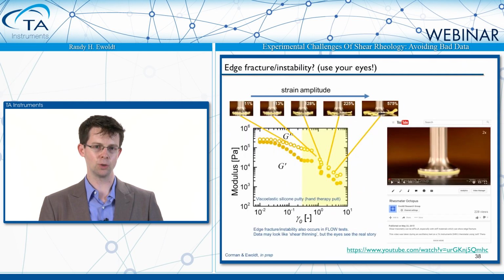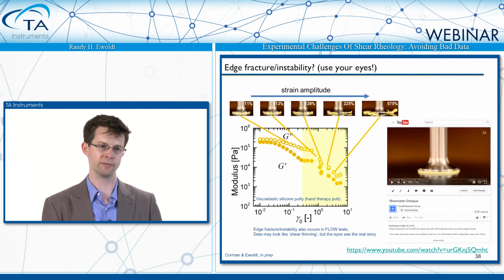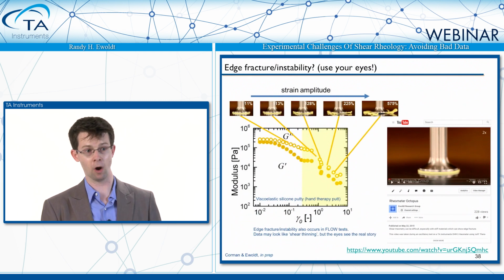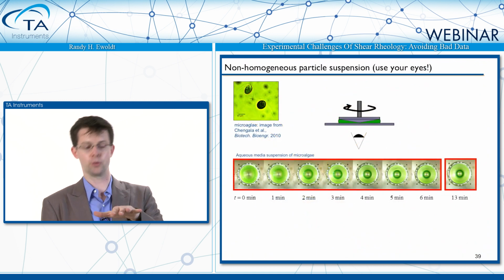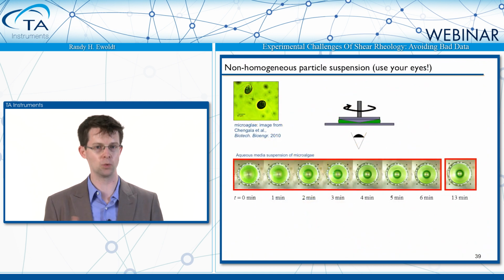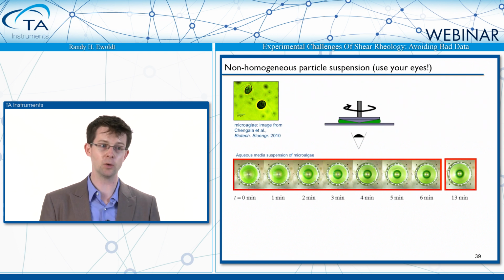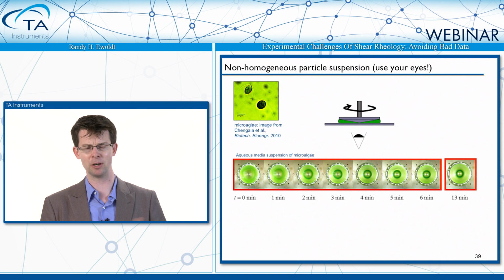So using your eyes to see edge fracture is, of course, a very good way to identify something going wrong. Sometimes looking at the edge is not enough. Sometimes being able to look through your sample or inside of your sample is really what you need to see that there's a problem. Here, this green liquid system that I'm showing you is the same system I used as the first example of data. I didn't say much about what that was.